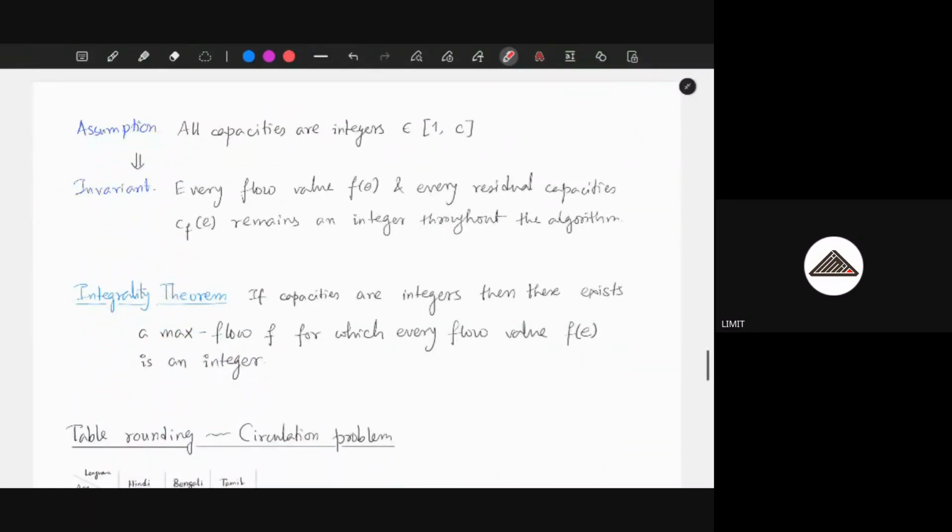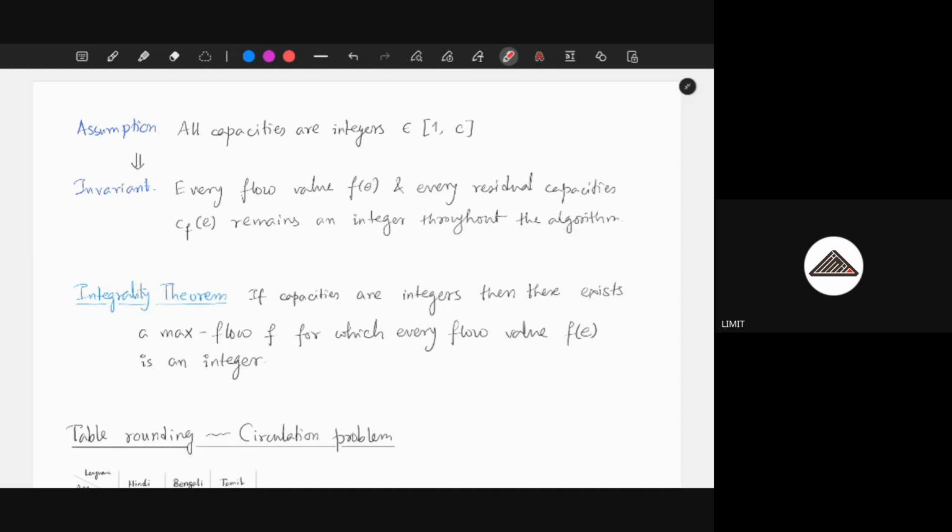So these are the two problems that can be solved using flows and networks. Now I'll come to the table rounding problem. If we assume that all these capacities are integers between, say, 1 and some maximum value, that is, they are bounded, then you can see from the algorithm that every flow value and every residual capacity remains an integer. You can keep them as integers throughout the algorithm.